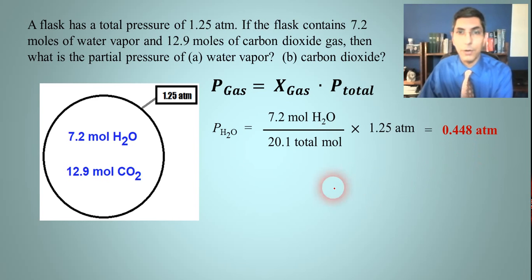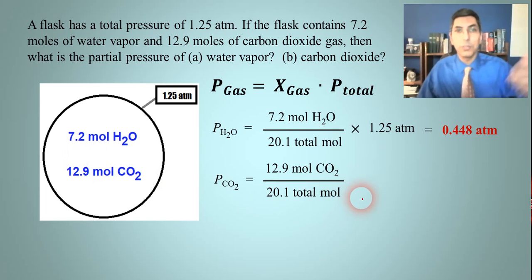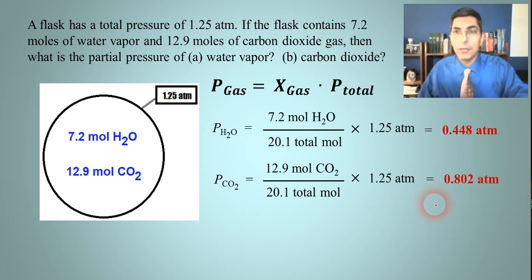Now we can do the same thing for carbon dioxide. The partial pressure of carbon dioxide is 12.9 moles of carbon dioxide divided by the total moles of gas, which is still the sum of these, 20.1 total moles. And we have to multiply this by the total pressure, the 1.25 atmospheres. So when we do the math on that, it's 0.802 atmospheres. So here we have the answers. Those are the partial pressures of the two gases.